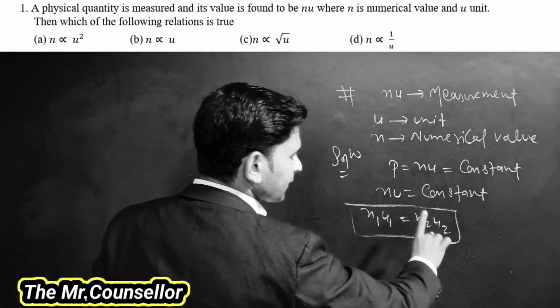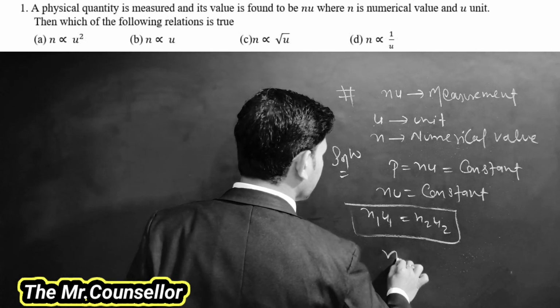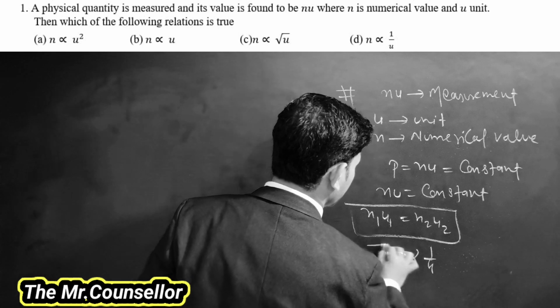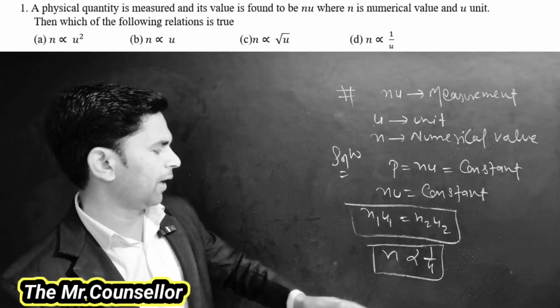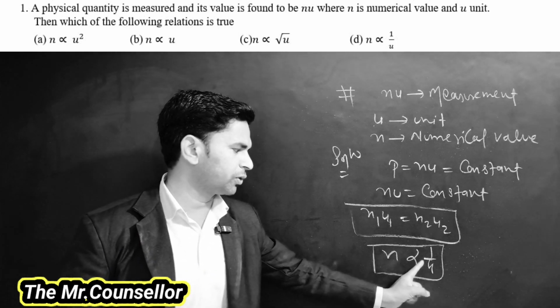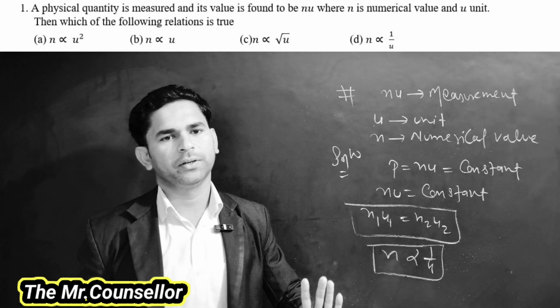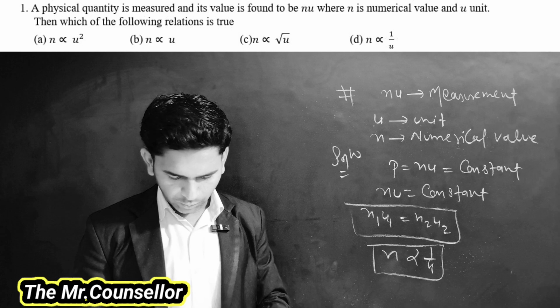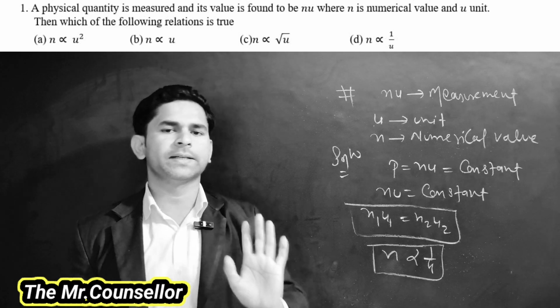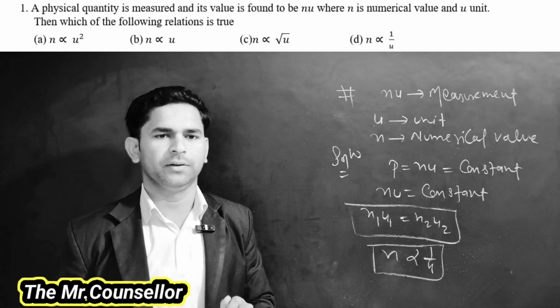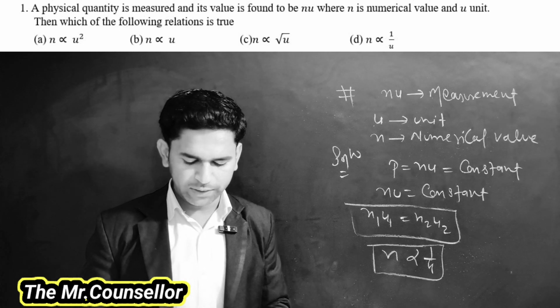Because of this relation, n is inversely proportional to u, or n is proportional to 1 upon u. This is the right answer of this question. So which option is correct? Option D. Option D is the correct answer. Now you can see the next question on the screen.